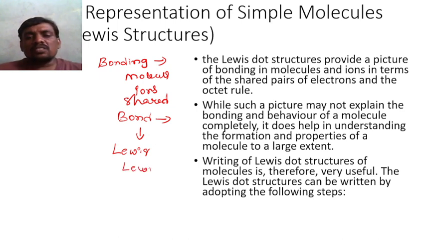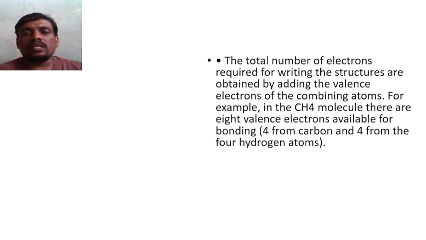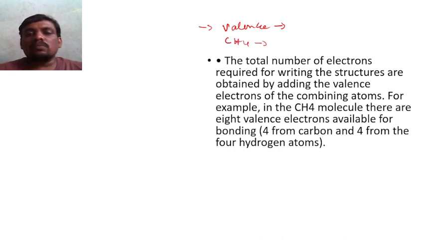The Lewis dot structure can be written by adopting the following steps. What are they? The total number of electrons required for writing the structure is obtained by adding the valence electrons of the combining atoms. These are very, very important. For example, in the CH4 molecule, there are 8 valence electrons available for bonding: 4 from carbon and 4 from the 4 hydrogen atoms.